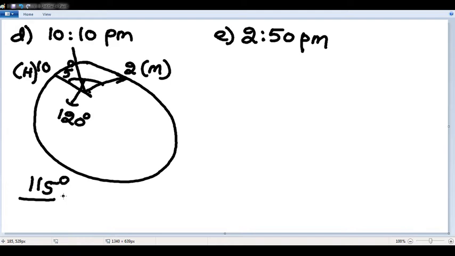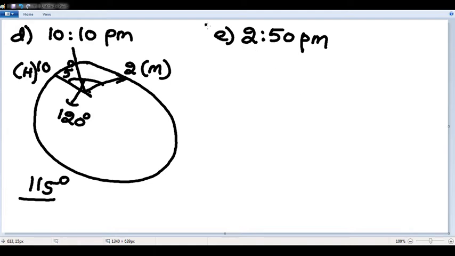The hour hand is at 10, the minute hand will be at 2. Total 4 hours difference. 1 hour is 30 degrees, 4 hours is 120 degrees. When the minute hand reaches 2, the hour hand will shift for 10 minutes. 1 minute is half a degree. So this will become 120 minus 5.